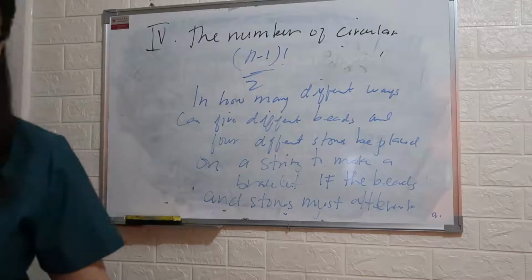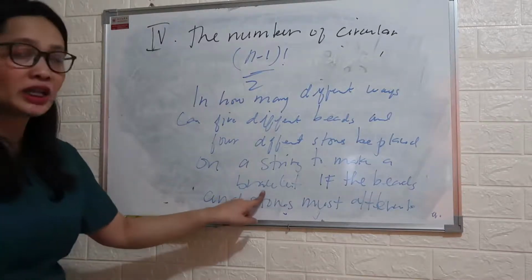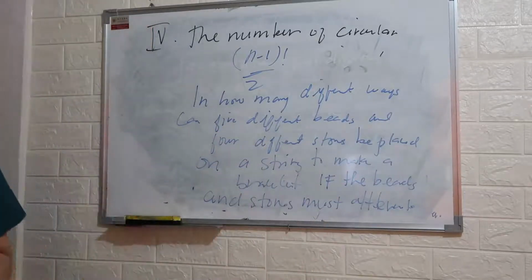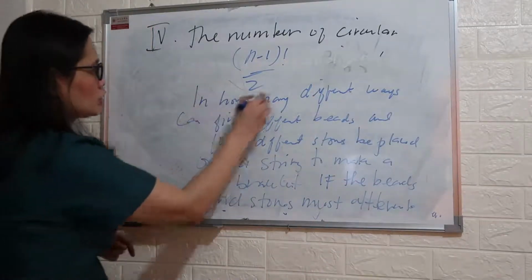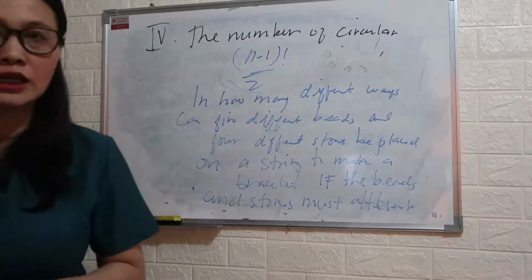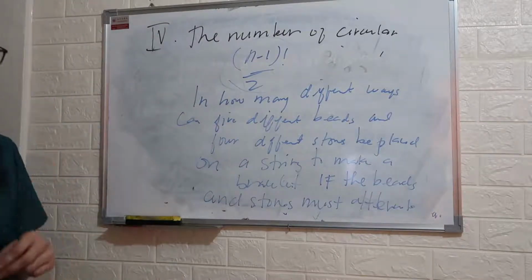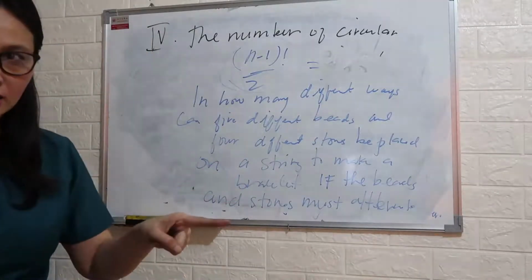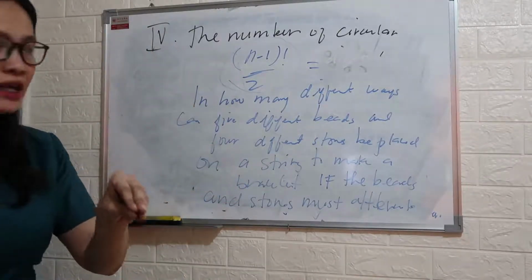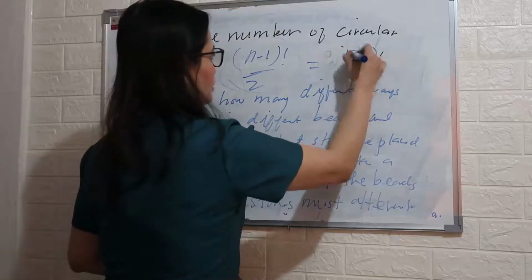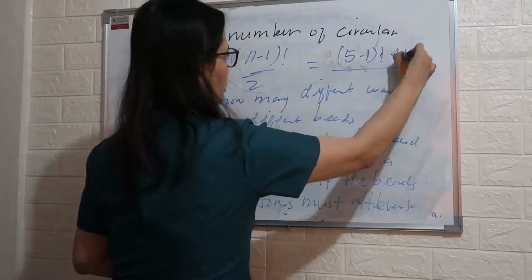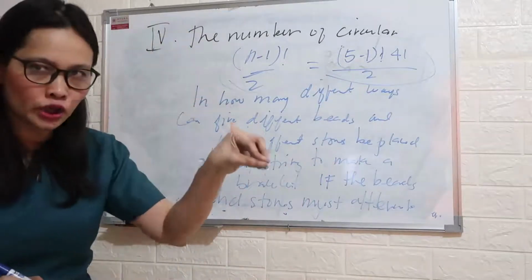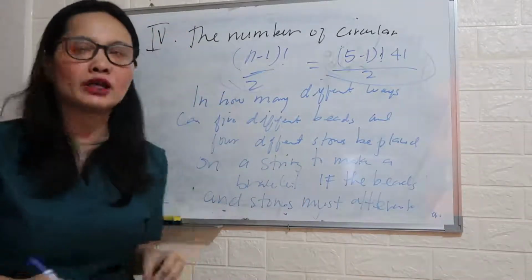So how do we do that? Since it's a bracelet, pwedeng ma-flip, di ba? Flipping over. So therefore, we can use this one: n minus 1 factorial divided by 2. So that would be 5 beads. So 5 minus 1 factorial multiplied by 4 factorial divided by 2. How do you come up with this?